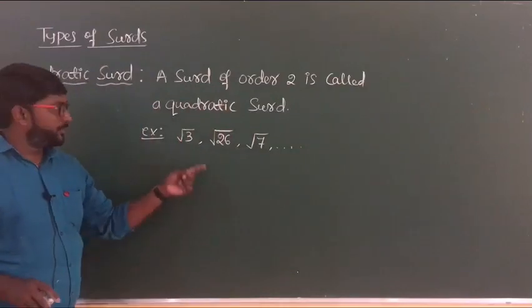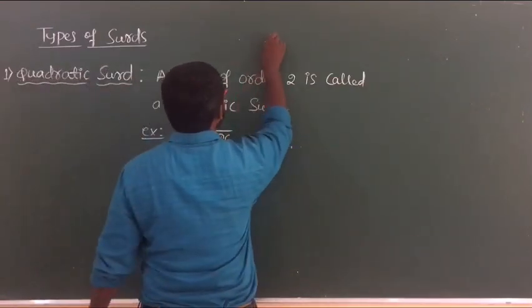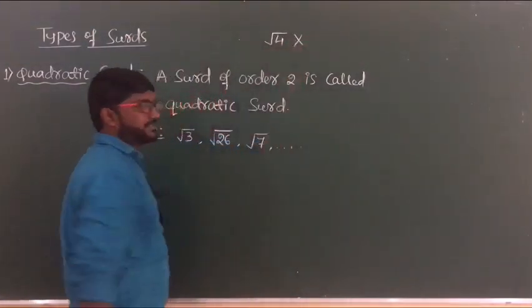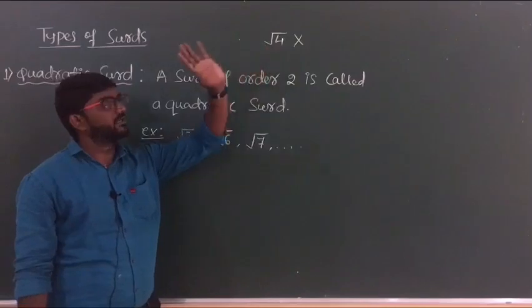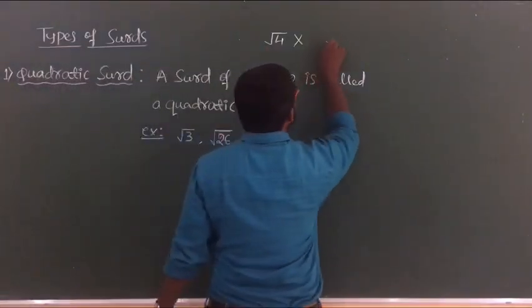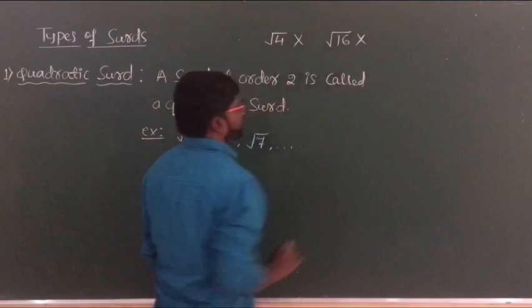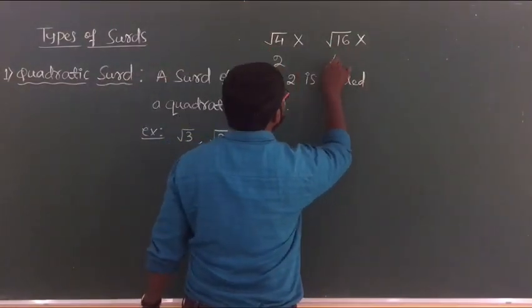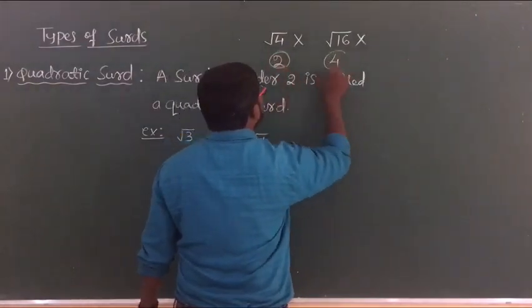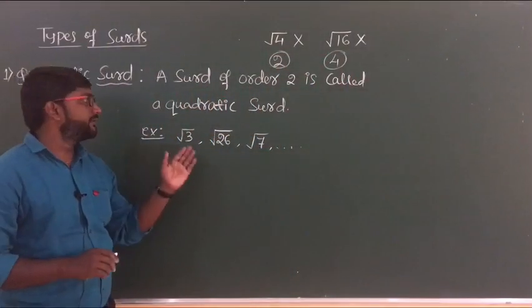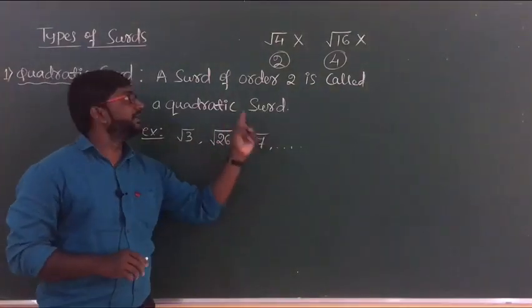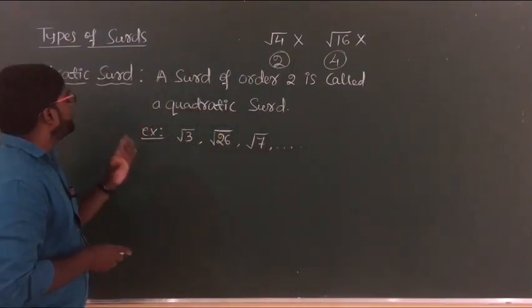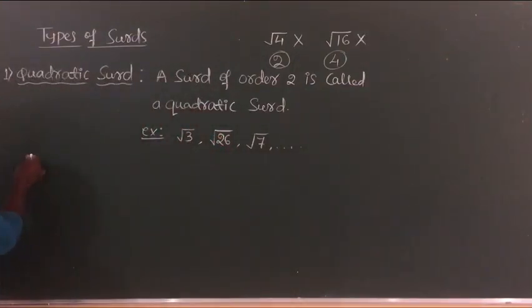Here observe one thing. Square root of 4 is not a surd. Similarly, root 16 is not a surd, because what is the value of root 4? It is 2, and root 16 it is 4. These numbers are rational, whereas a surd is irrational. That is why root 4 and root 16 are not surds. Then next we are going to discuss cubic surd.